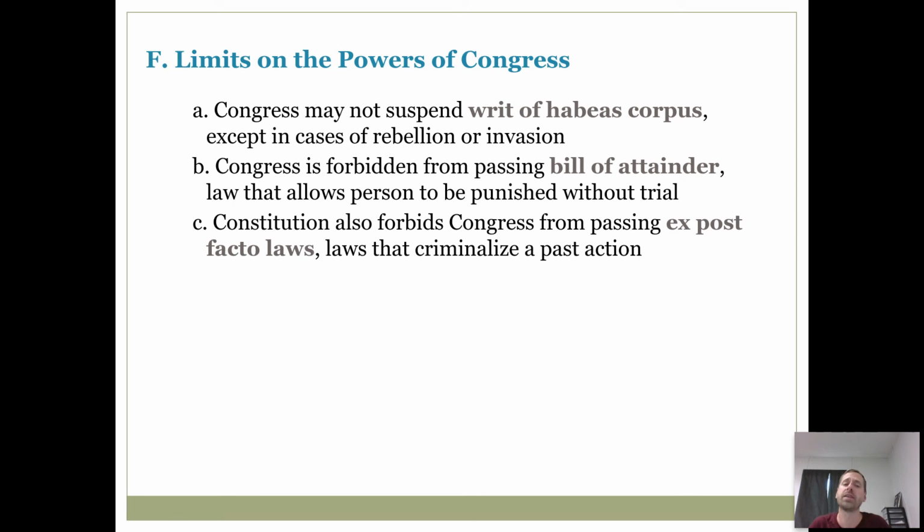And the Constitution forbids Congress from passing an ex post facto law. Ex post facto is a Latin phrase. It means after the fact. Congress can't criminalize something today that was legal in the past and charge you for what you did in the past. Let me give you a real simple example.